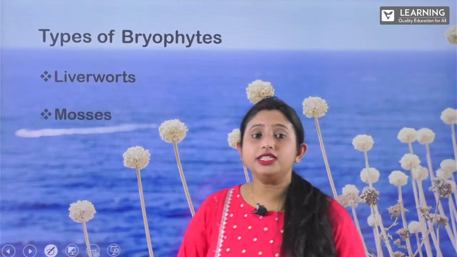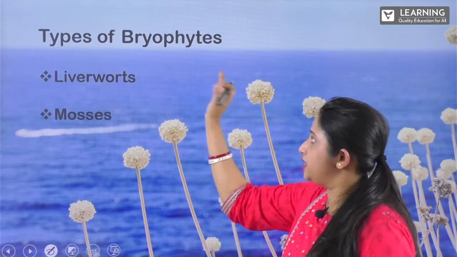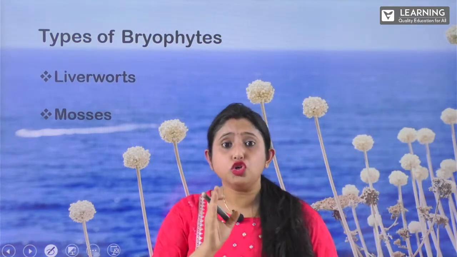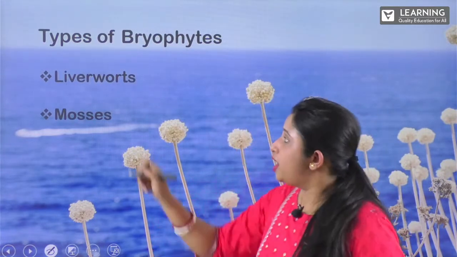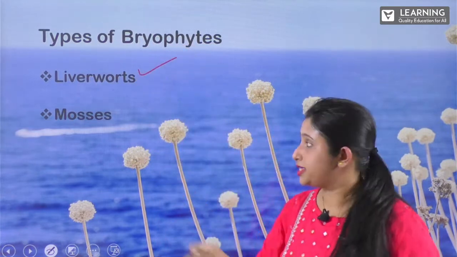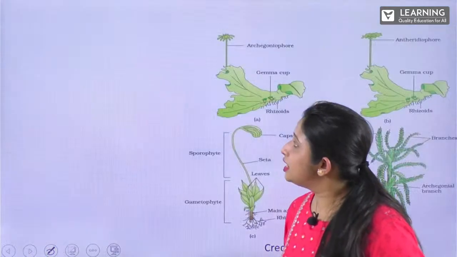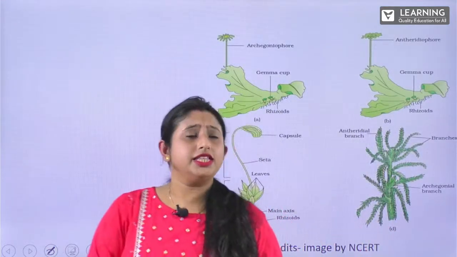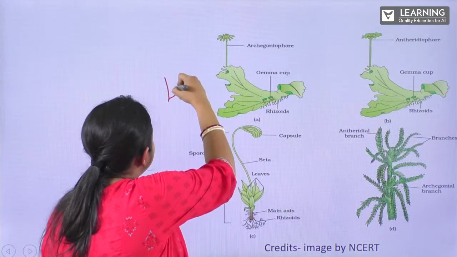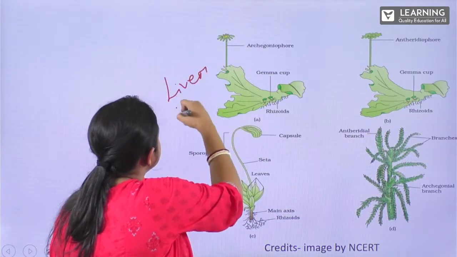Yes. So next are the types of bryophytes. As I have said, there are two types of bryophytes, right? One is liverworts and the second is mosses, right? So let us see what liverworts are. You can see in this picture, this is liverworts.